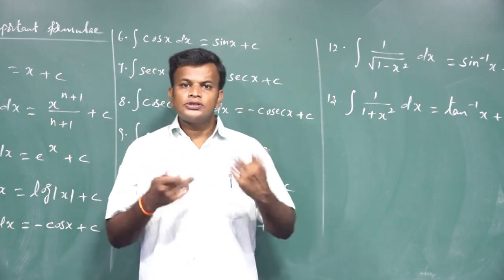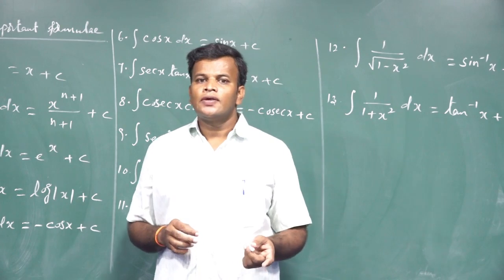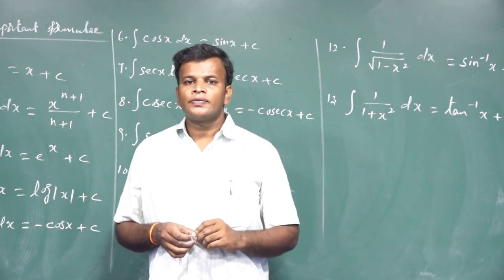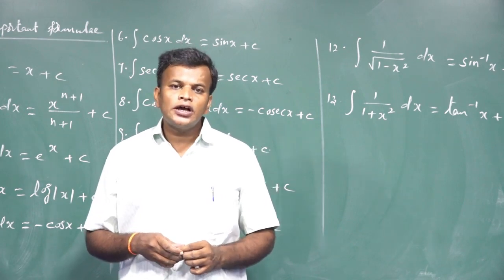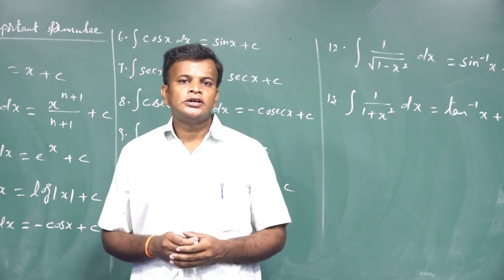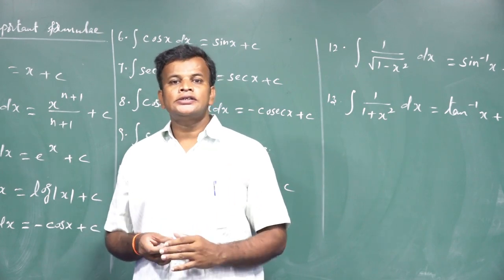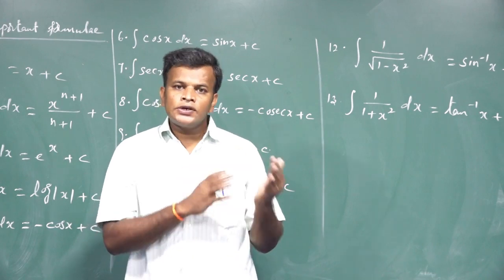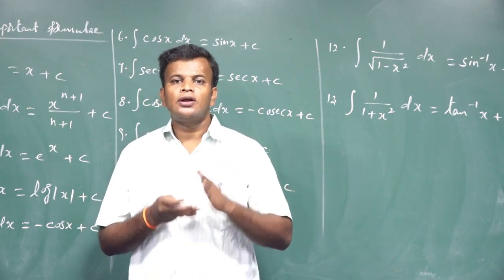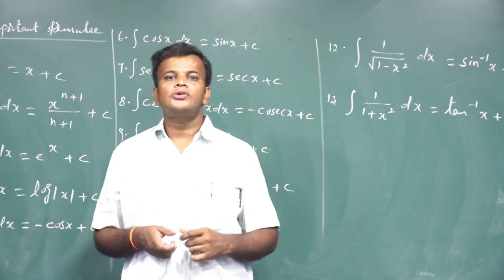Ask yourself the question, what is the differentiation of sin x? It is cos x. What is the integrating of sin x? Integrating of sin x is minus cos x. What is the differentiating of secant x? The differentiating of secant x is secant x tan x. What is the integrating of secant x tan x? It is secant x. So don't confuse differentiation and integration. Now we see our integration. You should first of all memorize these 13 formulas.